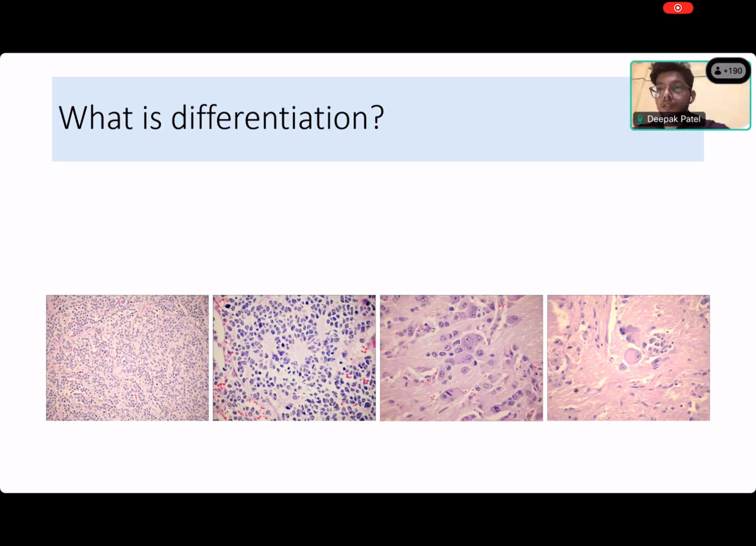When it acquires a specialized function. Okay, so you're not talking about differentiation as it occurs or does not occur in tumors. Am I getting you right, Deepak? Yes, I'm talking about normal cells. Okay, you're talking about normal cells. That's fair enough. But tumors also have some issue with differentiation, do they not? Yes, ma'am. Yeah, all right.